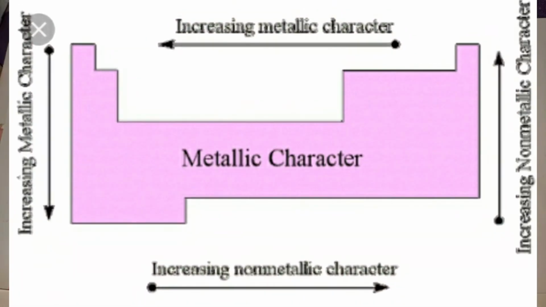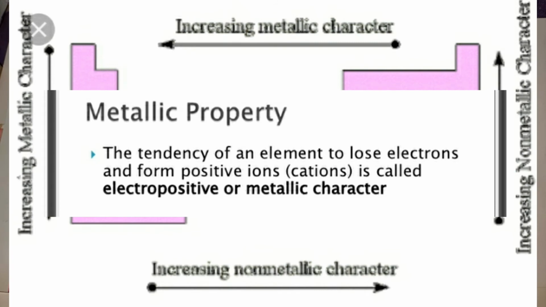The next property of the periodic table is the metallic property, children. So what is metallic property? The tendency of an element to lose electrons to form positive ions or cations is called electropositive or metallic character. So what is metallic property, children? The tendency of an element to lose electrons.